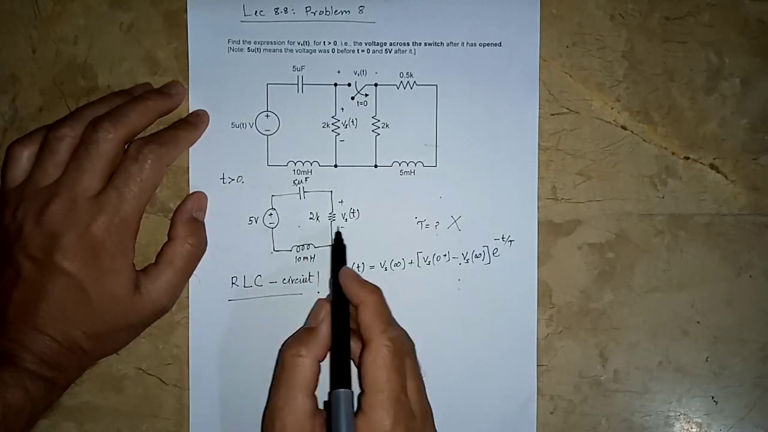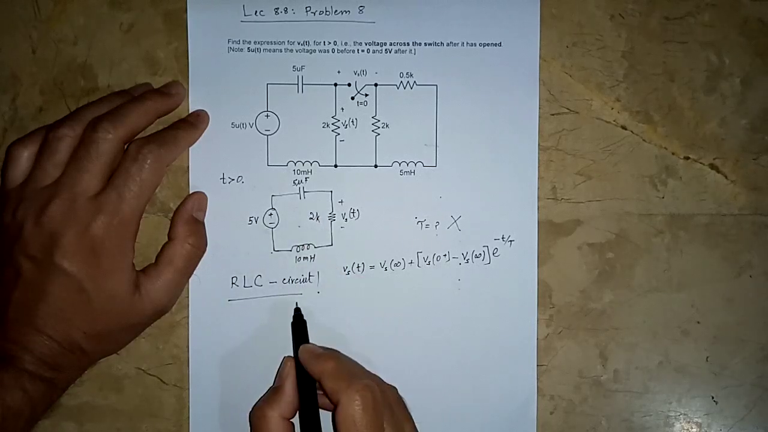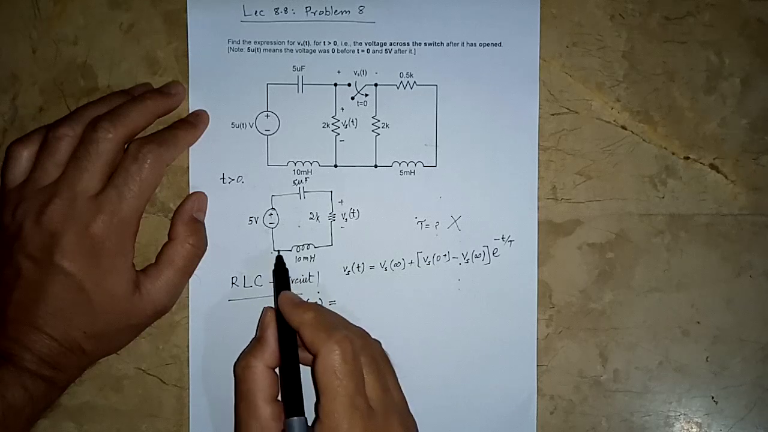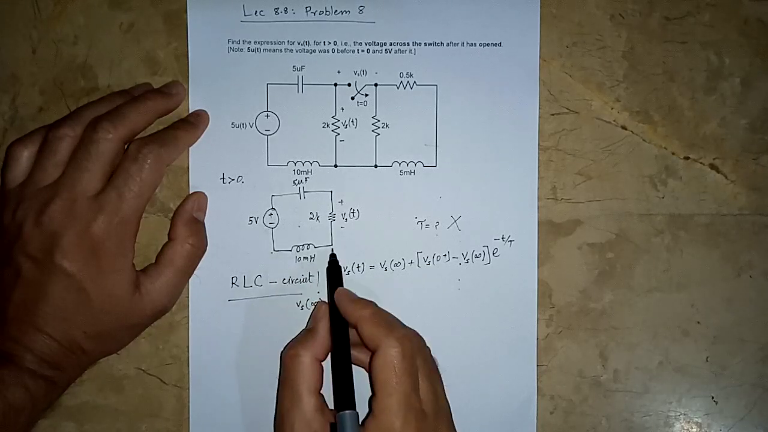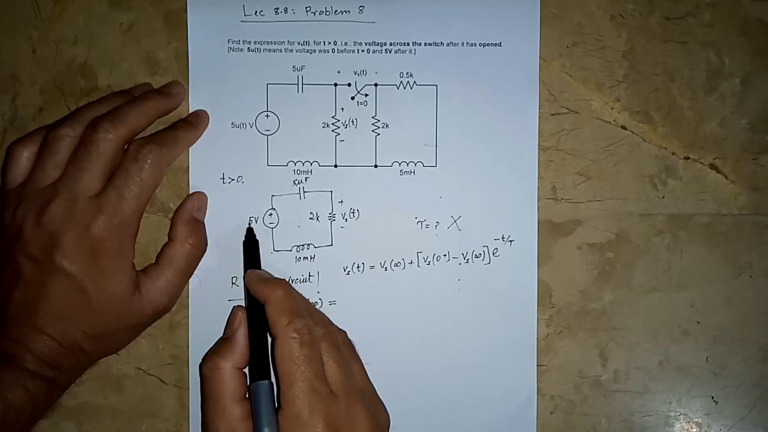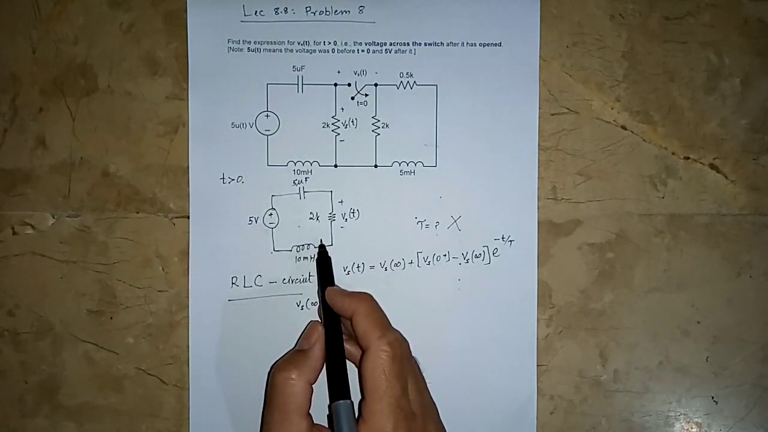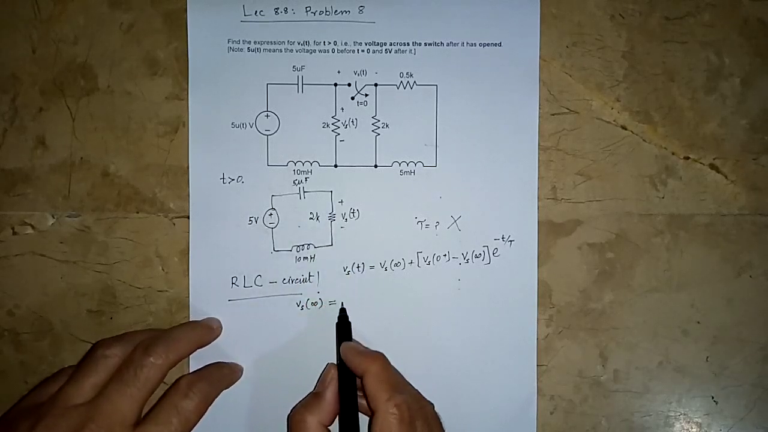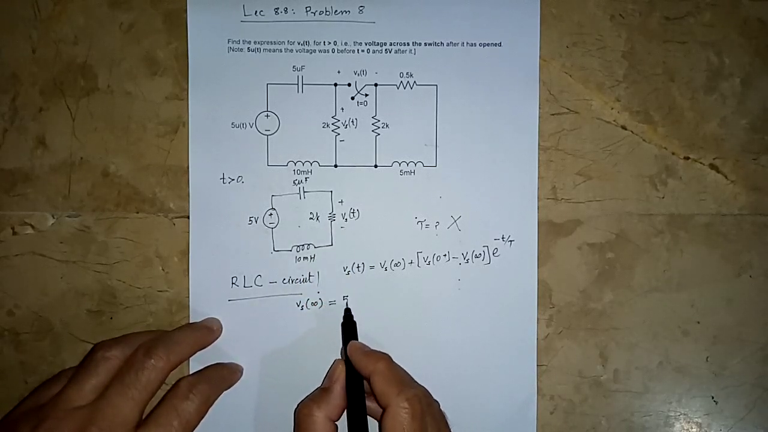So in final value, by the way, we can find it here as well. Can you find what will be Vs at infinity here? Yes, because in steady state, this is going to short out. This is going to open up because this is a constant voltage source. So this steady state behavior will happen, and all this voltage is going to appear here. So the Vs final value is 5 volts.